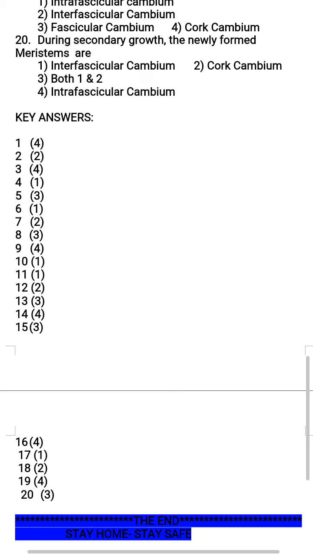In the previous class we had a discussion. Let's see once again. The cells of the medullary rays adjoining these intrafascicular cambium become meristematic and form the interfascicular cambium. Thus a continuous ring of cambium is formed.